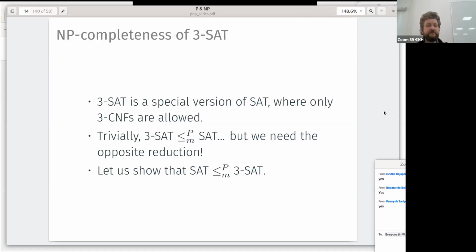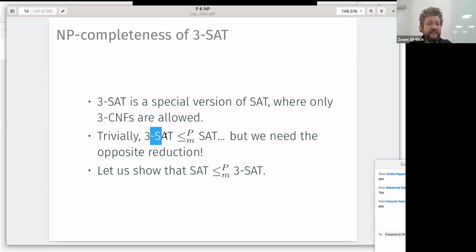So, NP-completeness of 3-SAT. 3-SAT is a specific version of SAT, where we allow only 3-CNFs, not arbitrary formulae. And trivially, it is reducible to SAT. Here the reduction function is just the identity. You take a 3-CNF, and if you can check satisfiability for arbitrary formulae, you just use that algorithm for 3-CNF and you win. But this is not the reduction we need.